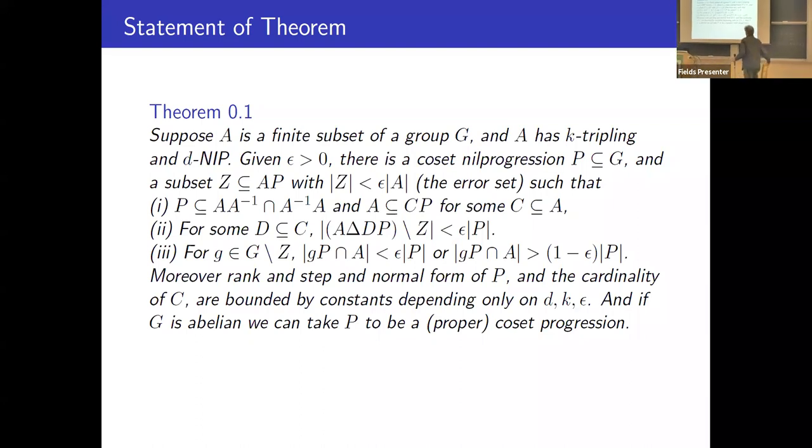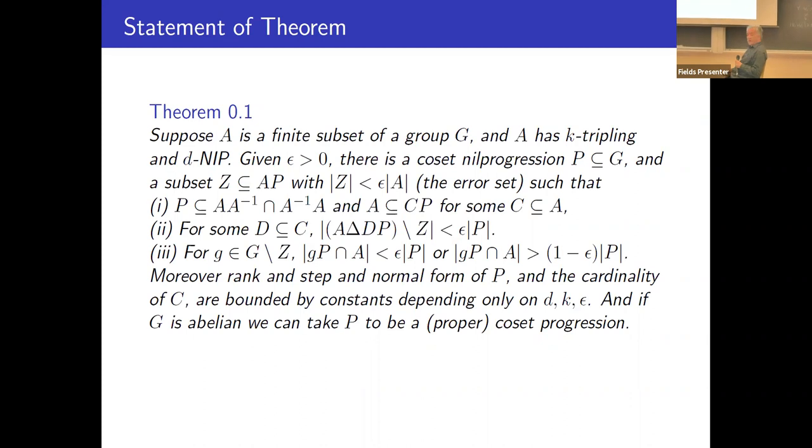Moreover, the rank, step and normal form of P and the cardinality of C are bounded by constants depending only on D, K, epsilon. If G is abelian, we can take P to be a coset progression, as we said originally, based on generalized arithmetic progressions. This is the statement. Any questions? No?